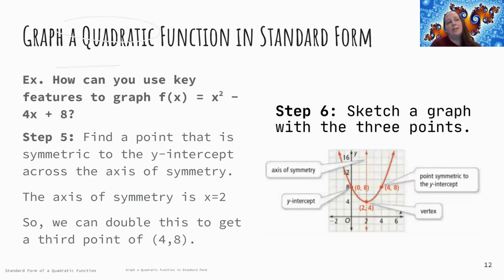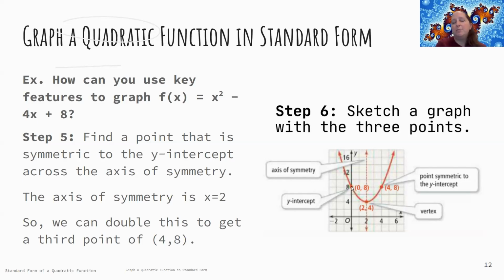I can find a point that is symmetric to the y-intercept across the axis of symmetry. So in this case, my axis of symmetry is x equals 2. So we can double this to get the third point of (4, 8). So I knew my y-intercept was (0, 8), right? The C value that I had. I found my vertex of (2, 4).